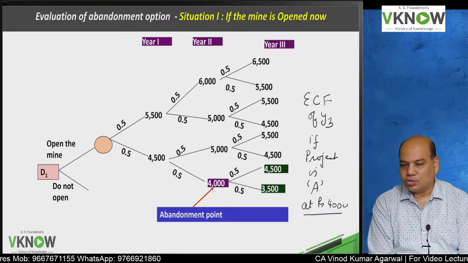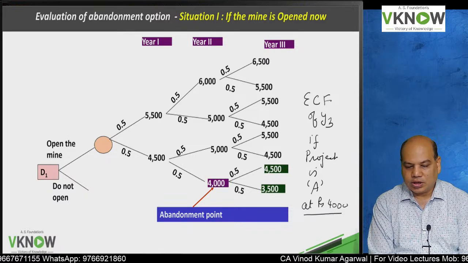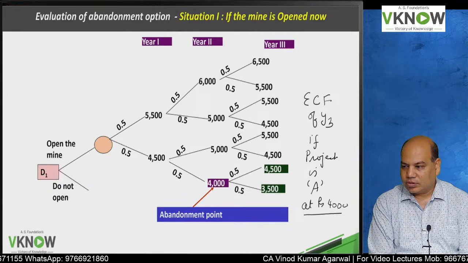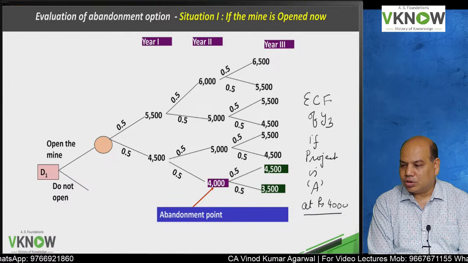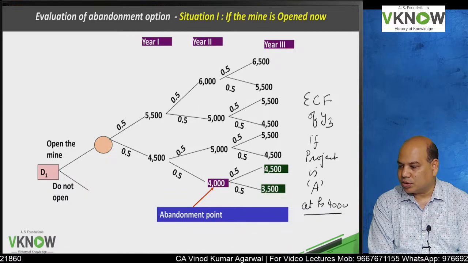Year 1 and year 2 cash flow will not be affected. But year 3 cash flow will go up because of the avoidance of the loss in the last 2 scenarios, the last 2 possibilities.